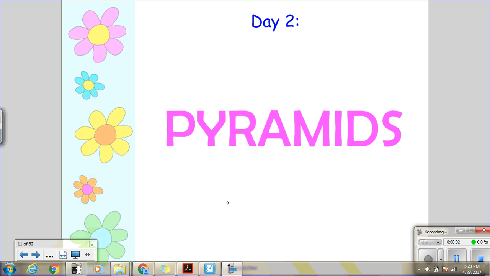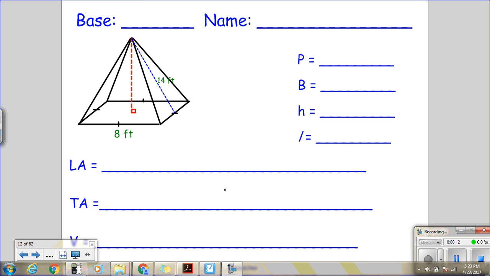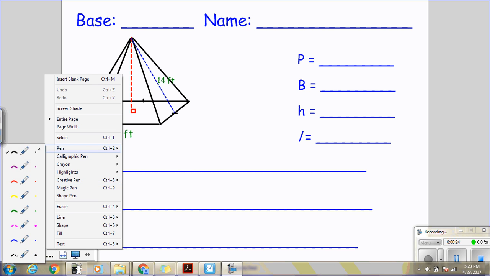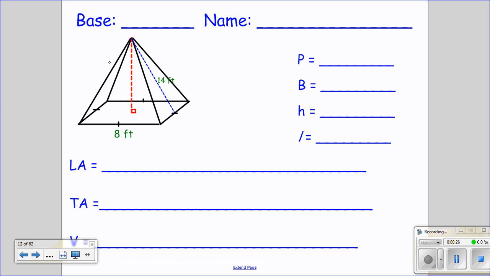Unit 12, Day 2 notes. Today we're going to be talking about finding the surface area and volume of pyramids. So, because the base of this pyramid is a square, this is called a square pyramid.